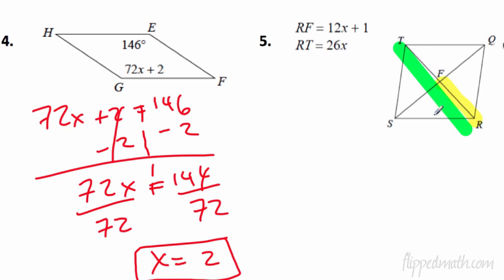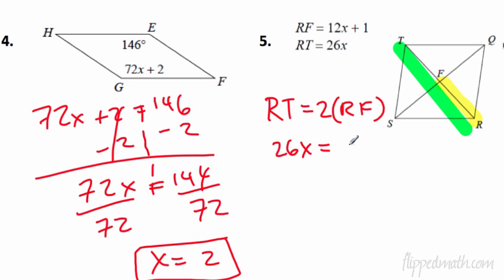What do we know about these two? Well, the green one is twice as big as the yellow one. Or the green one, which one is the green one? RT here. So I'm just going to write a little equation. RT is twice as big as RF, right? So if RT is twice as big as RF, let's just substitute in. So that means that 26x is twice as big as 12x plus 1.